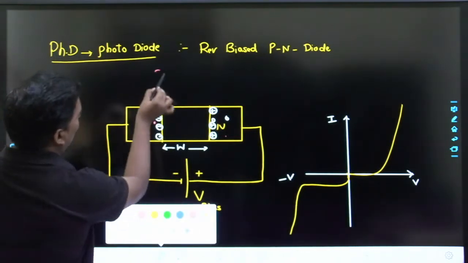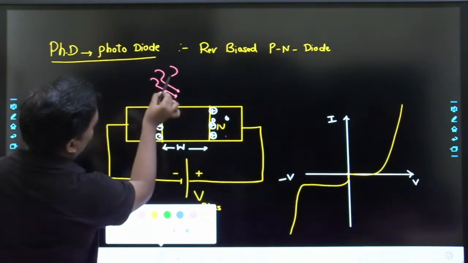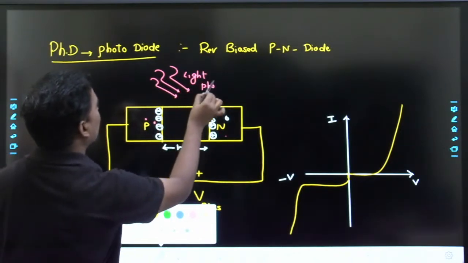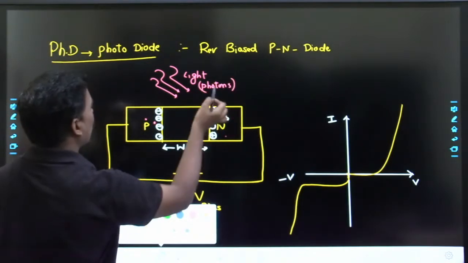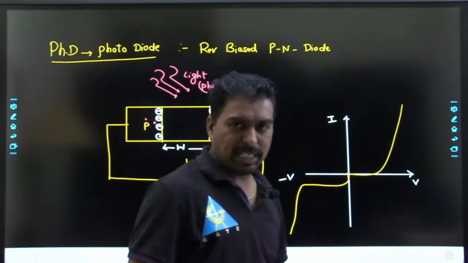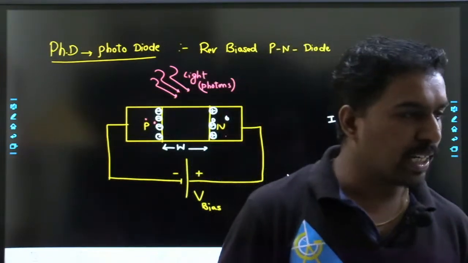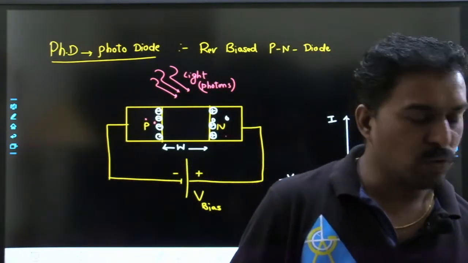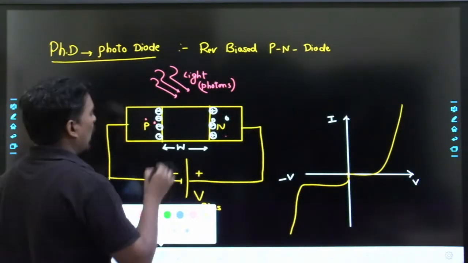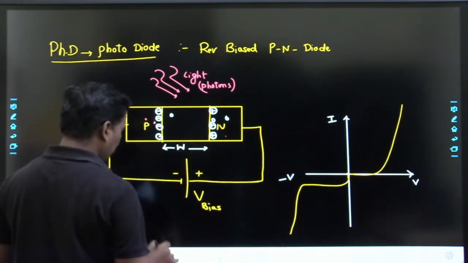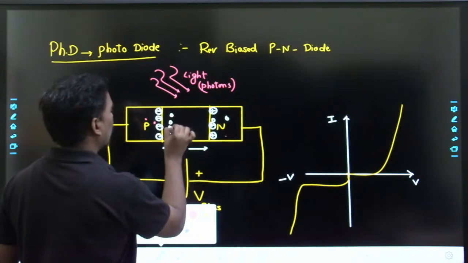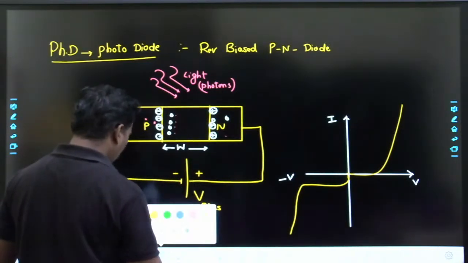Whenever the light falls now, what happens? The photons are hitting. As per the photoconductive effect, the photons are hitting the semiconductor layer. The electrons which are at the ground level are going to come to the upper level. Because of that, an electron hole pair is going to be created here.